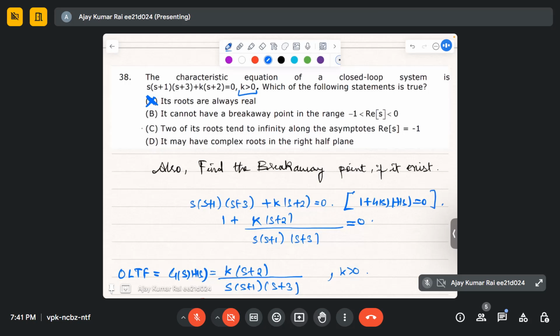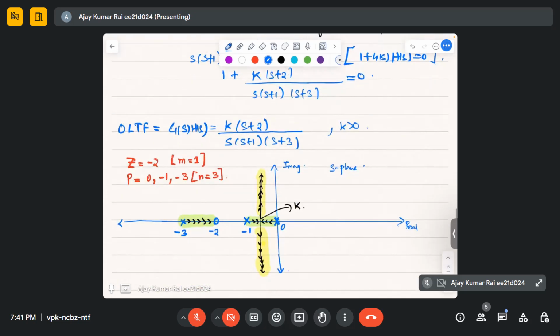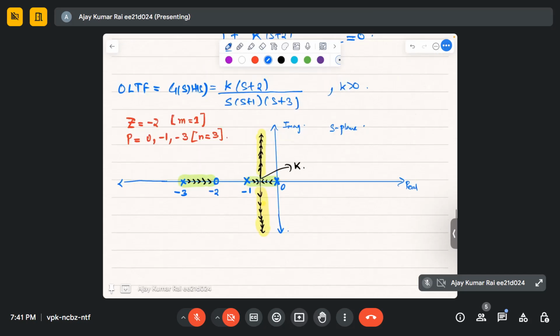Second option is it cannot have a breakaway point in the range of -1 to 0. But no, we have seen the root locus exist, and since two poles are there at -1 and 0, there will be one breakaway point. Okay, so up to step 2 is fine.